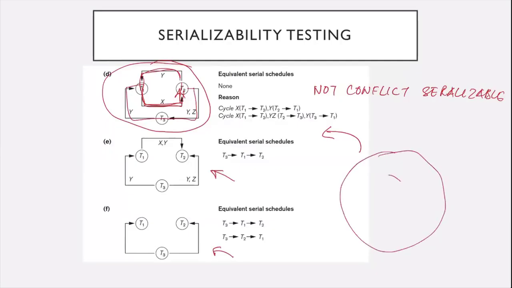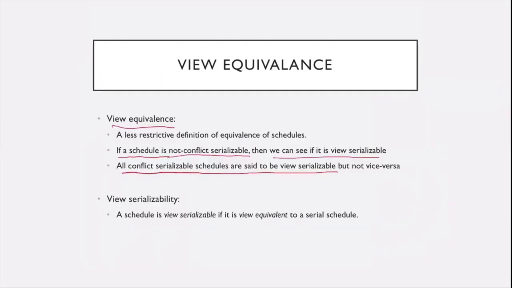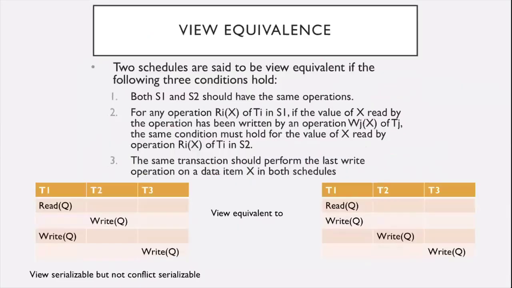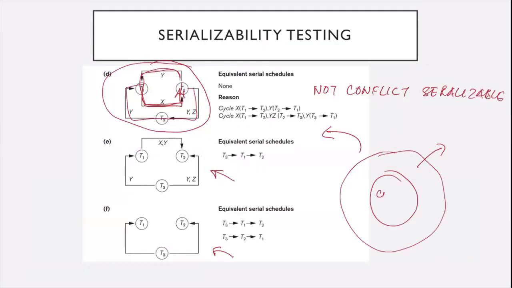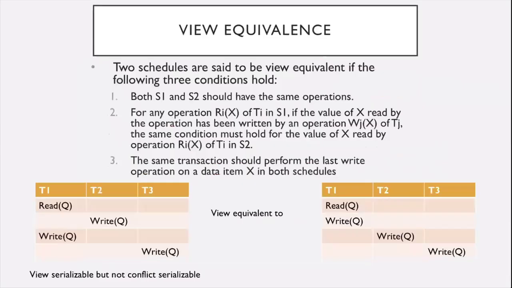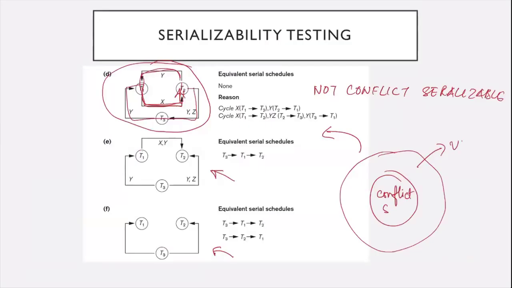You can look at it like this. All conflict serializable schedules are said to be view serializable, but not all view serializable schedules are conflict serializable. So if this is the conflict serializable set, then this bigger set is your view serializable.